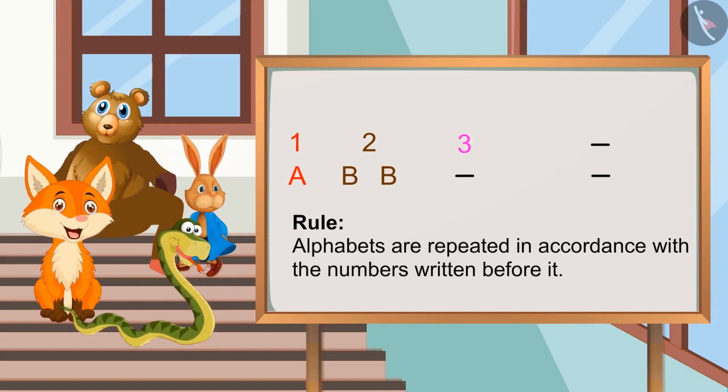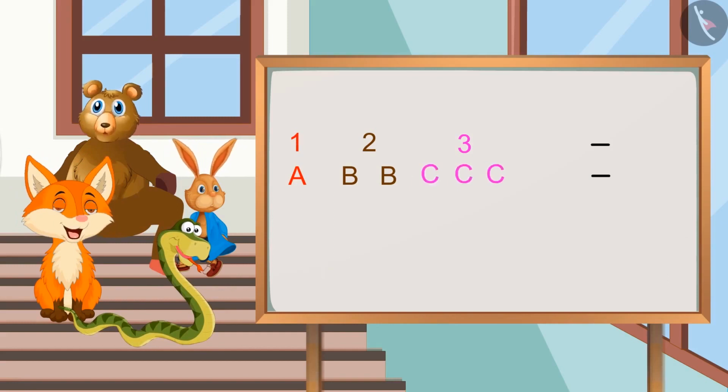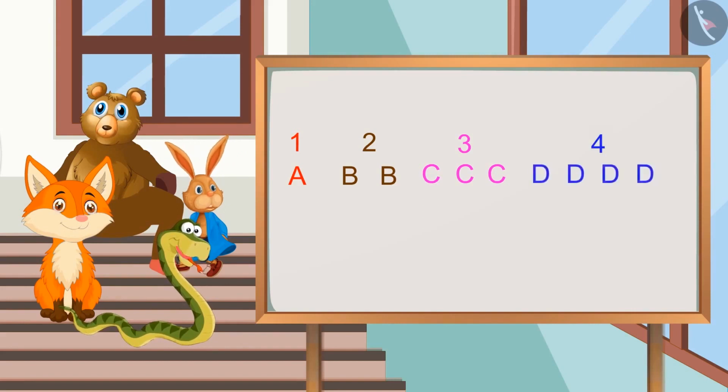Absolutely right, Kamini. So according to this rule, in the first blank, we will write C for 3 times. Right. Then we have number 4. And we will write D for 4 times. Right answer. Yes, you have made a very nice pattern. Thank you.